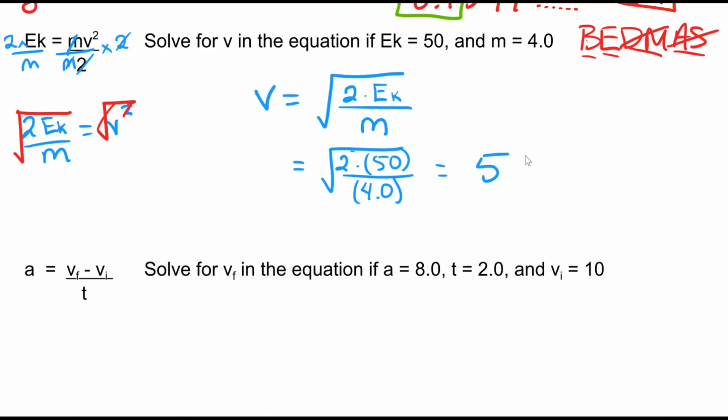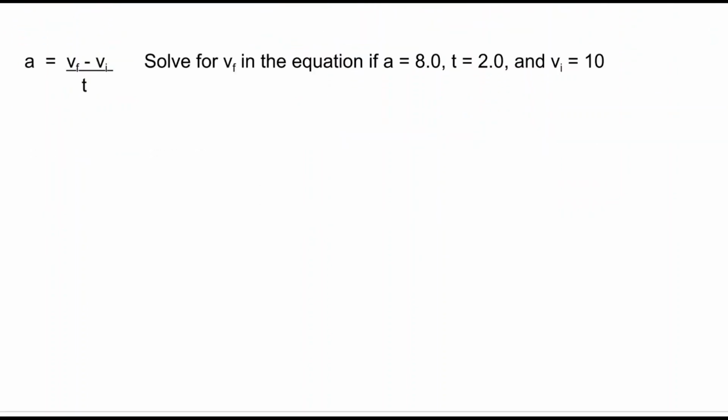Ooh, 5, perfect. Remember the 2 originally came from the formula, so that's a definition, an infinite number of significant digits. The 50 is 2 significant digits, the 4 is 2 significant digits, so I've got to round this to 2. The only way I can round it to 2 is by putting a 0.0 on the end. That's what v is equal to. Whoo! Okay, let's keep going. One more.